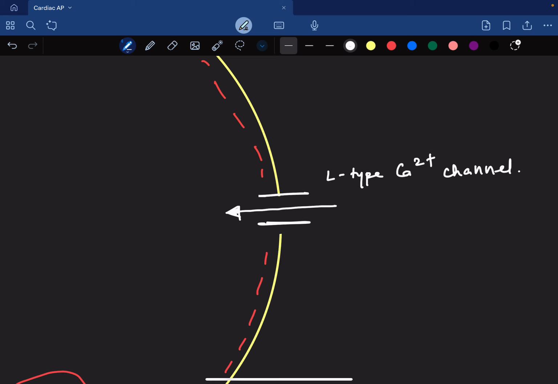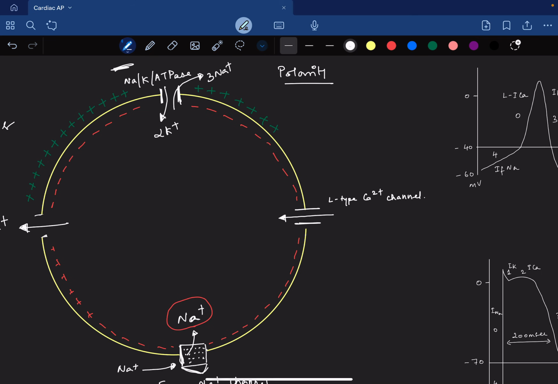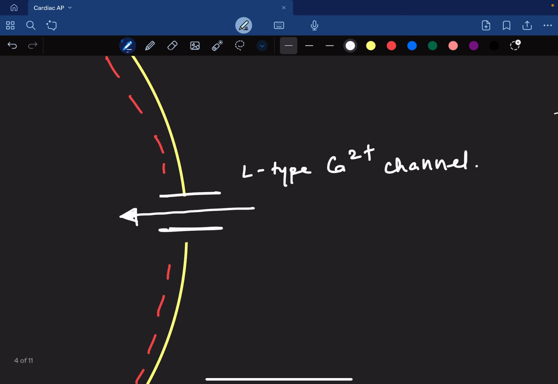This L-type calcium channel gets activated. Don't be confused why it's called L-type. I'll explain everything in detail. These calcium channels are called L-type because L is for long standing, long lasting calcium channel that stays open for a while. And these calcium ions are not too fast. They come in slowly. Remember, they come in slowly. That's what's important here.